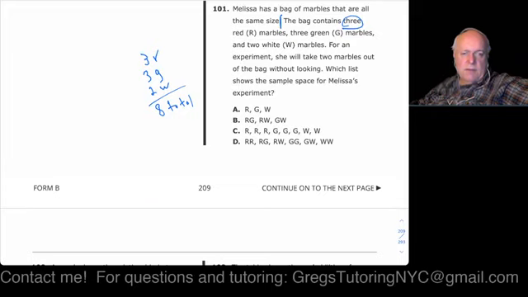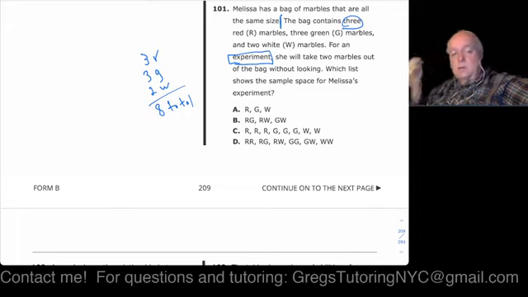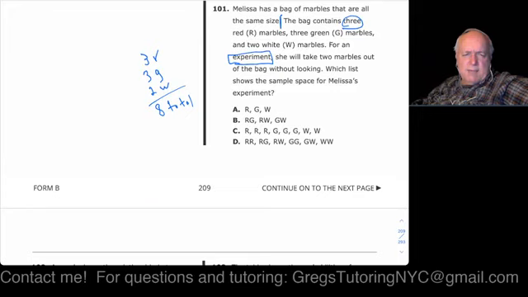So here we're getting back to theoretical probability versus experimental probability. And if you don't know what I'm talking about, Google it. Stop this video and Google it, or Google it afterwards, because this is important. It's important to know how to answer some of these questions by going through that kind of thing. So for an experiment, she would take 2 marbles out of the bag without looking. So she did the 8 minus 2. All right. So she's left with 6 marbles.